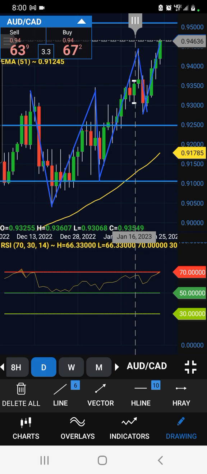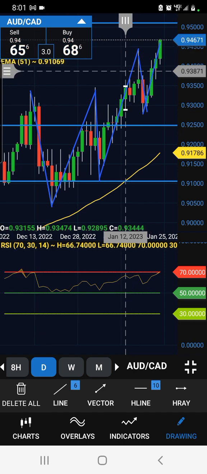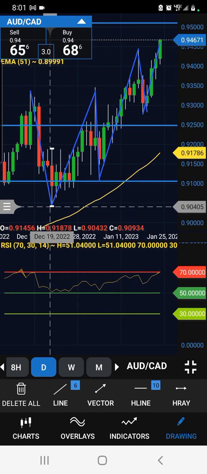Price came down here, then it went up. With me knowing what an uptrend is, a downtrend is, and a side trend is, I knew that price was in an uptrend. Because it was originally down here.